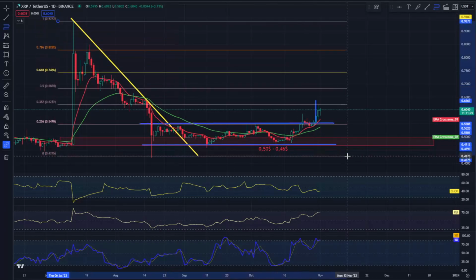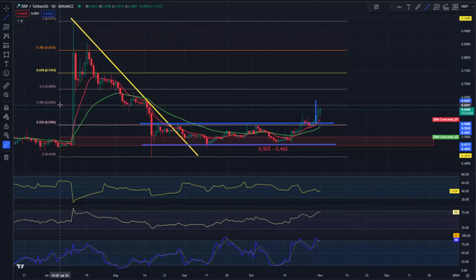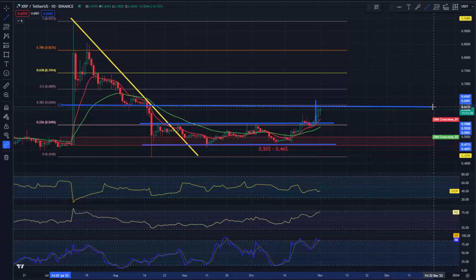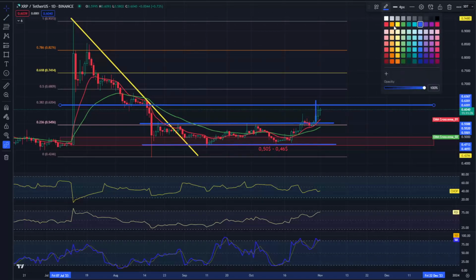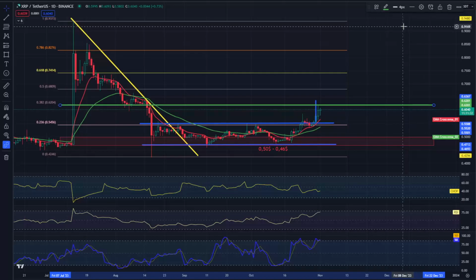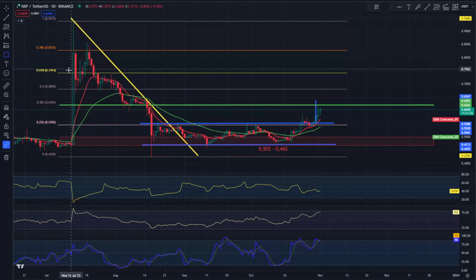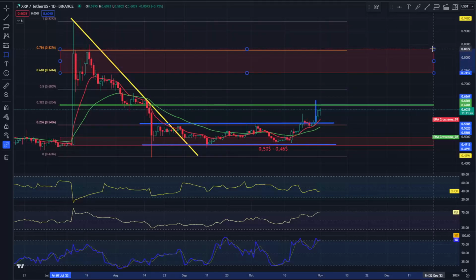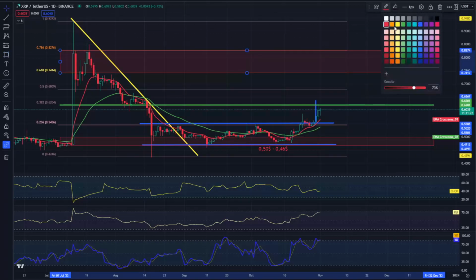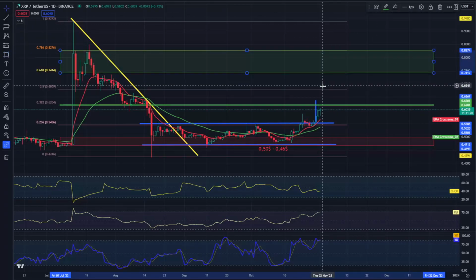Looking the other way, we see that the price has reached an important resistance level at 62 cents, which it has no strength to break yet. However, if we manage to break above this resistance, we can move further towards the strong resistance zone from 74 cents to 82 cents.